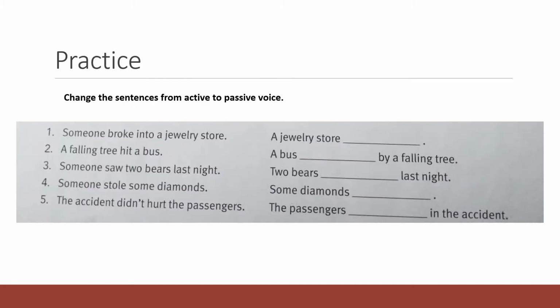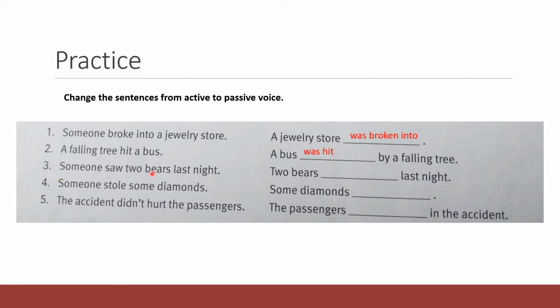Practice. Change the sentences from active to passive voice. Number 1. Someone broke into a jewelry store. So here you can stop the video, try to answer by yourself, and then check. A jewelry store was broken into. Number 2. A falling tree hit a bus. A bus was hit by a falling tree.